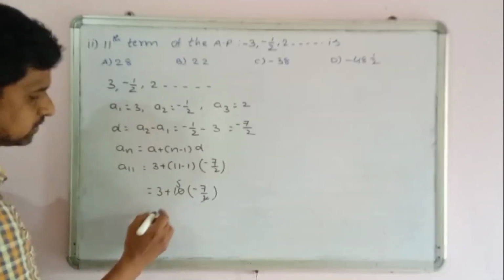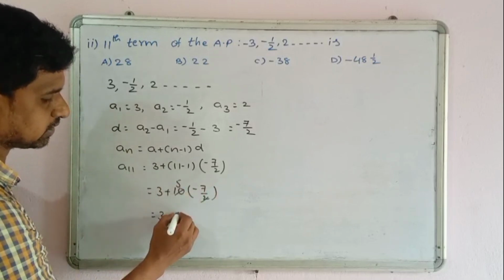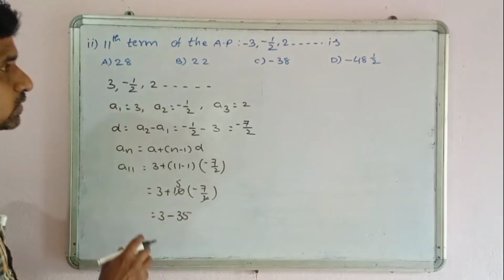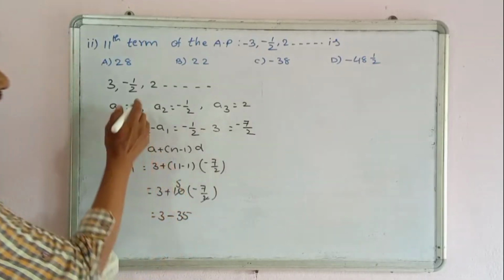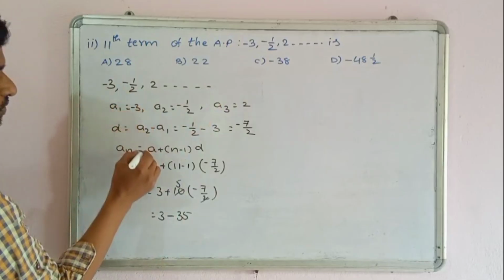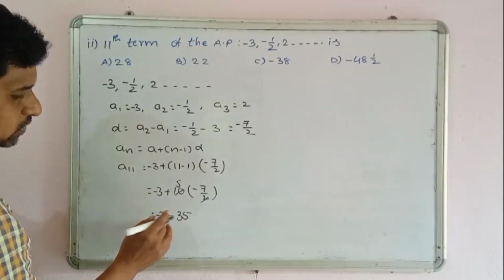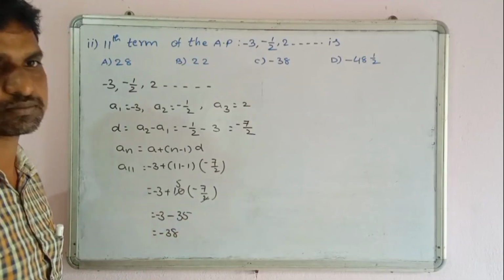So 2 fives, 5 times. So 3 plus into minus, 5 sevens are 35. So 3 minus 35. Wait, here A is negative 3. Observe that A is negative 3. So minus 3 minus 35 is minus 38.